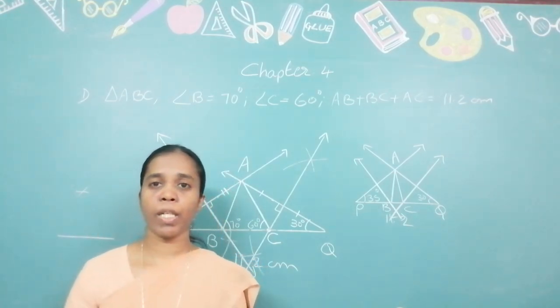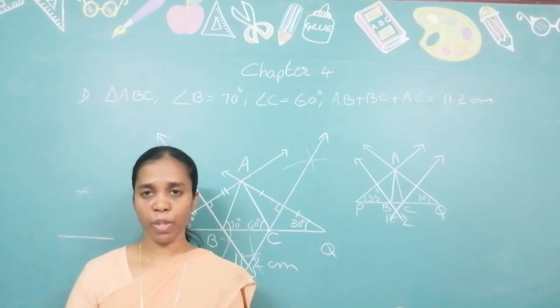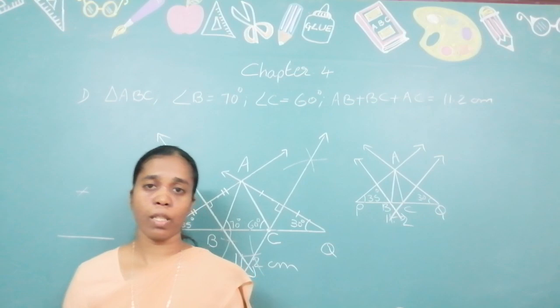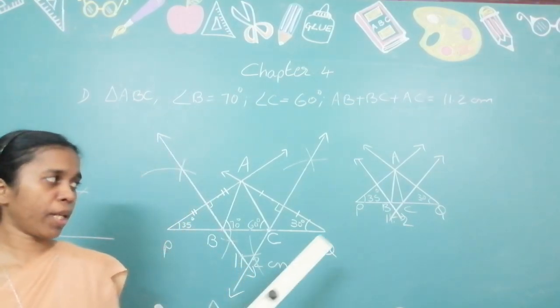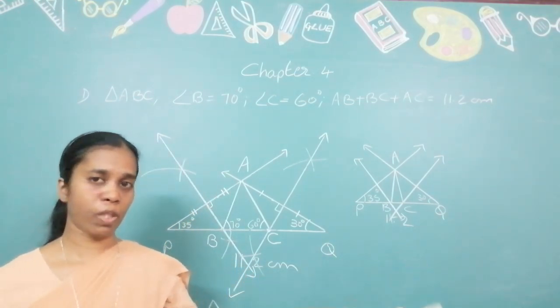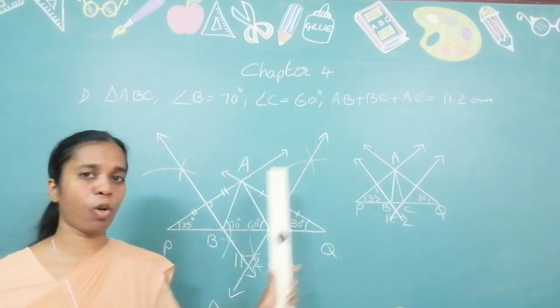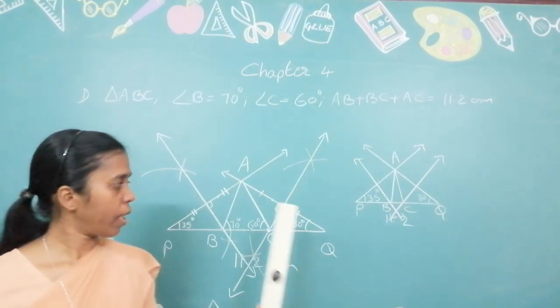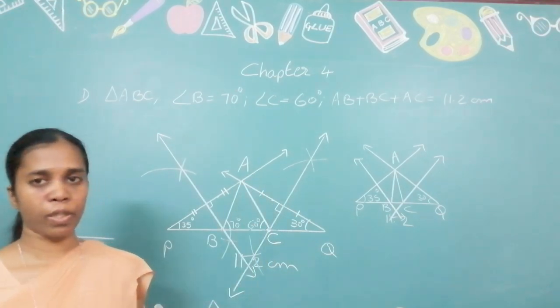So this chapter is mainly the constructions. 4 types of constructions, which are very simple and you can learn them thoroughly. Please remember, rough diagrams are important and you have to mention everything in the rough diagram. Rough diagrams are always on the right side and constructions are on the main page.